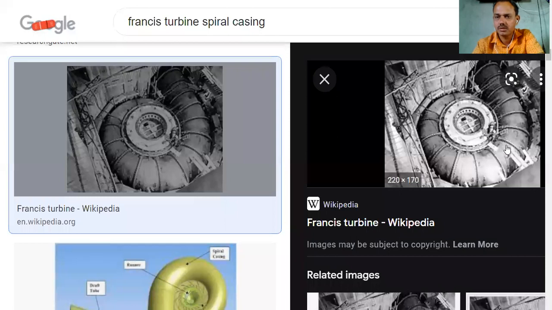Now, are you able to see this? Yes. Okay. So this one is the spiral casing. See, like this. So this is the spiral casing. So these are very big ones. I don't know whether you are observing or not, here 2 or 3 persons are working.